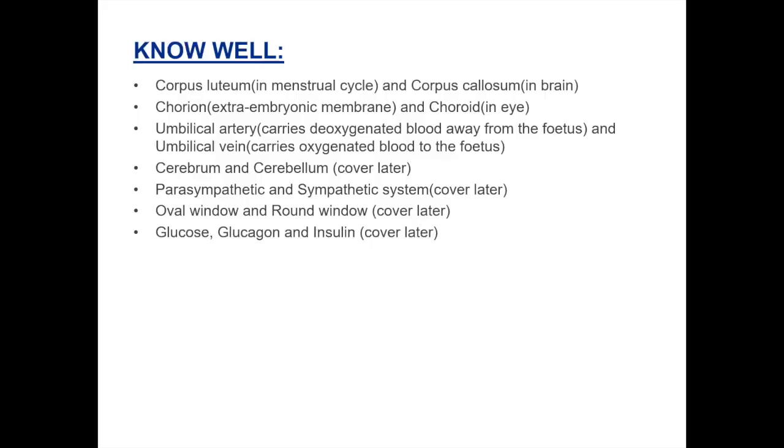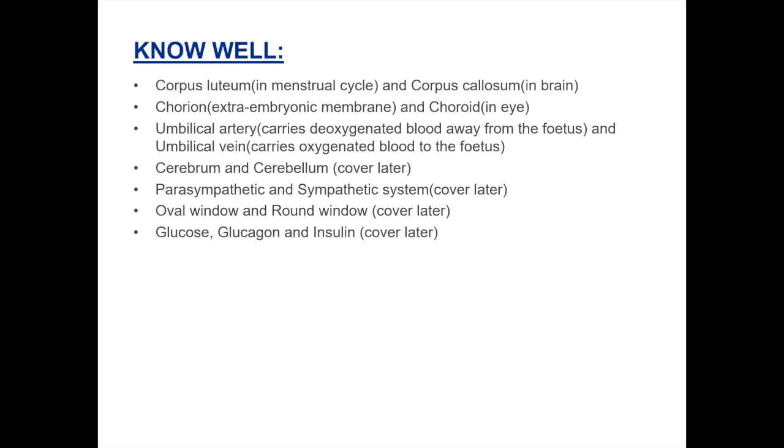Right. Let's look at corpus luteum. Remember, the corpus luteum is in the menstrual cycle. Okay? Corpus callosum is in the brain. Know the functions well. Chorion is a membrane in the amniotic egg or in placental development. Choroid is a layer found in the eye.